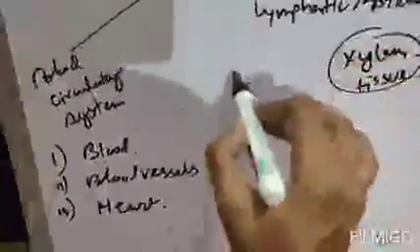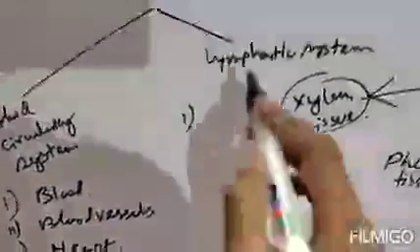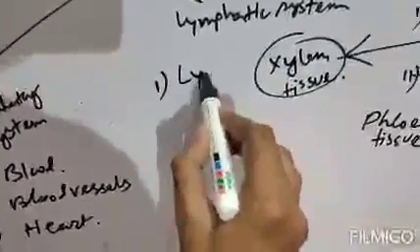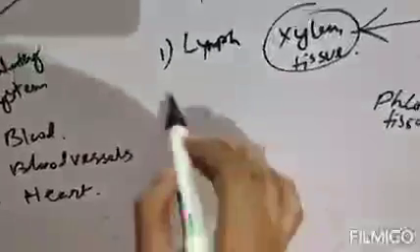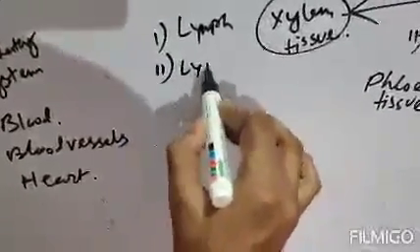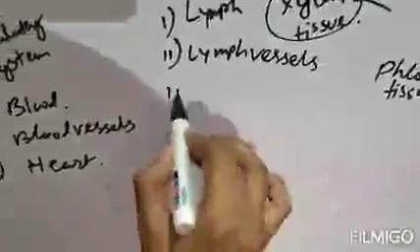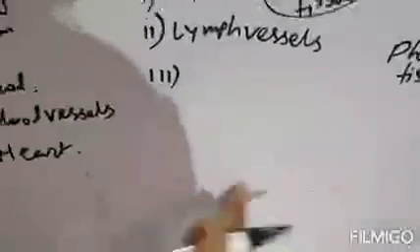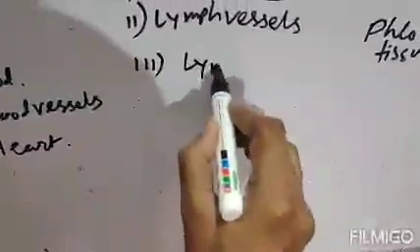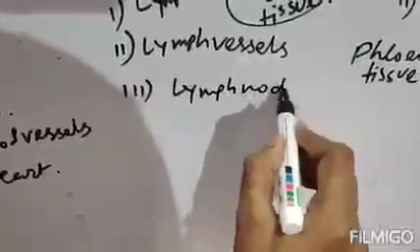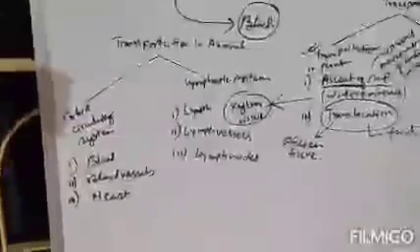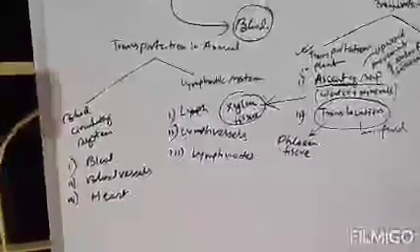And coming to the lymphatic system, there are also three parts in the lymphatic system. Number 1 is lymph, number 2 is lymph vessels, and number 3 is lymph nodes. This constitutes the lymphatic system.